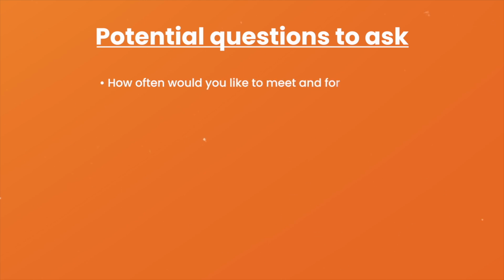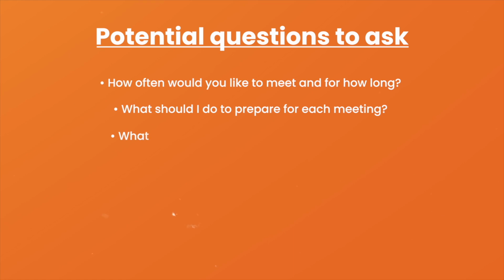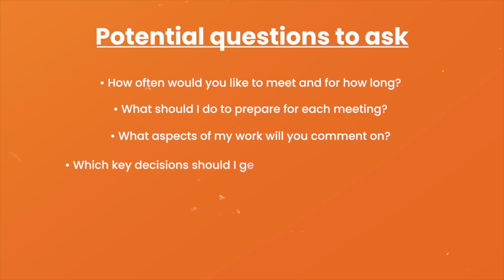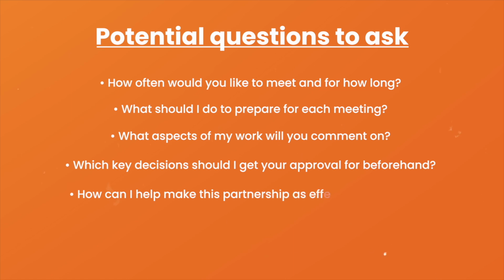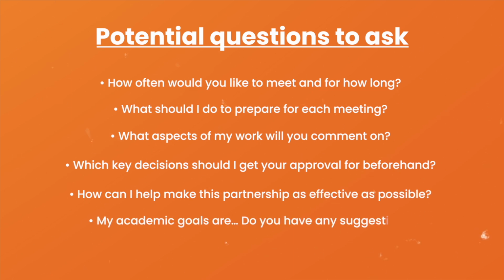To help you get started, here are some questions you might consider asking your supervisor. How often would you like to meet, and for how long? What should I do to prepare for each meeting? What aspects of my work will you comment on, and what won't you cover? Which key decisions should I get your approval for beforehand? How can I help make this partnership as effective as possible? My academic goals are... do you have any suggestions at this stage to help me achieve this?